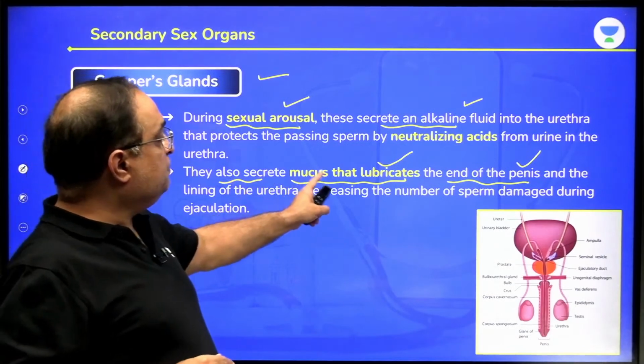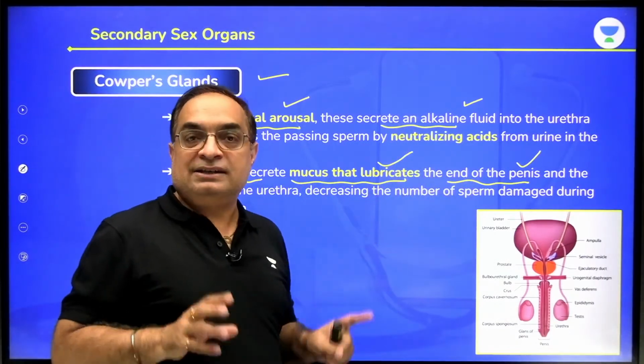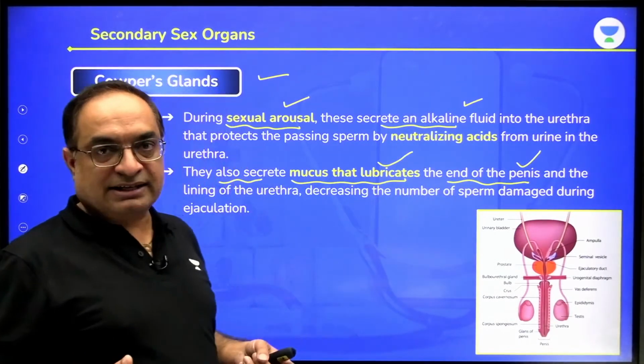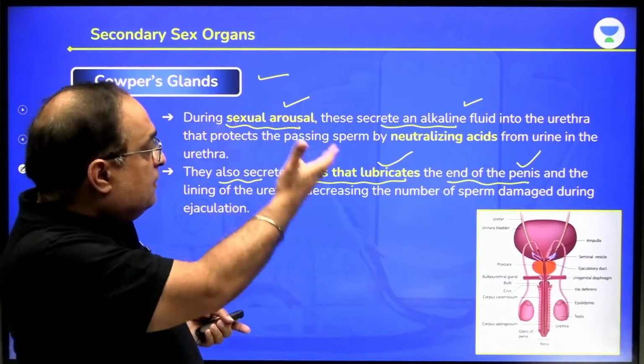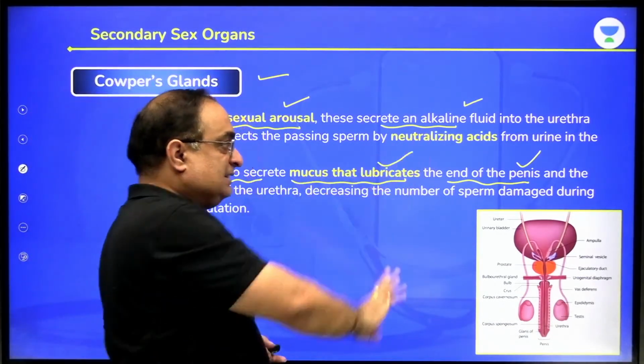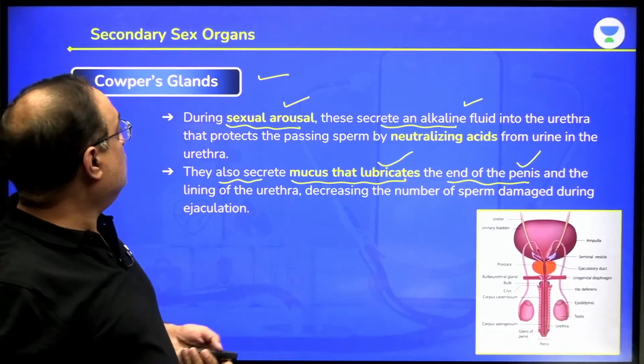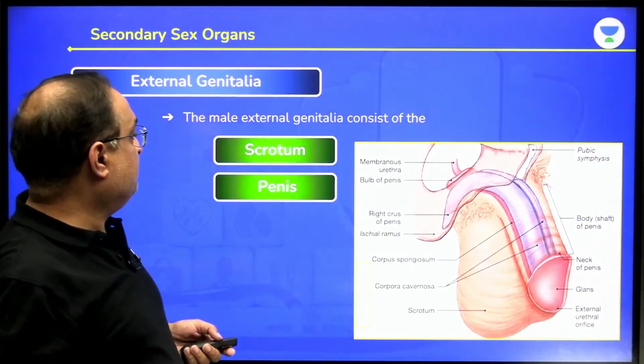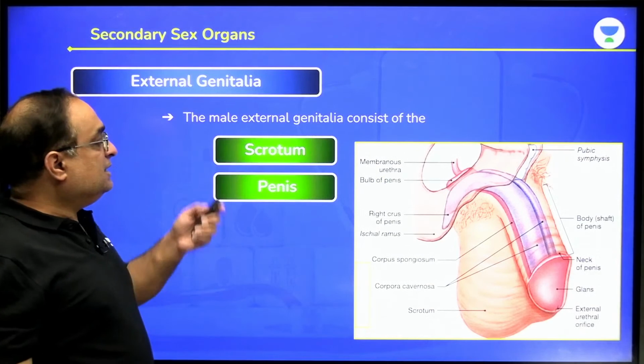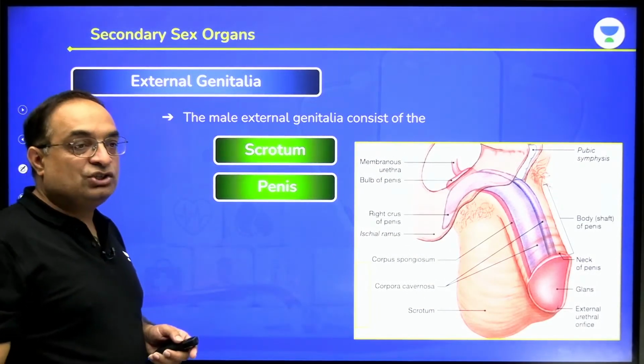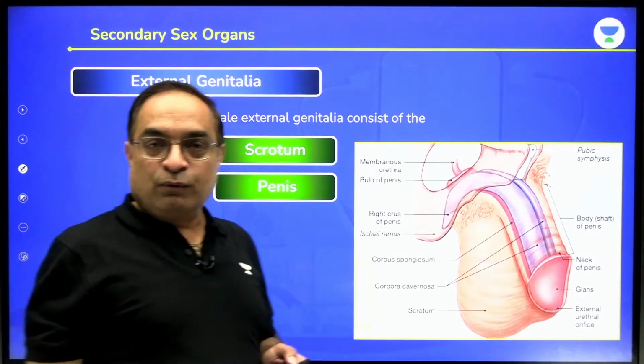They also secrete mucus that lubricates the end of the penis, glans penis. When a person is sexually excited, these glands are producing a fluid which is neutralizing the acidity of the urine and also helping in lubrication. Now, what is this part? This covers the male external genitalia. Till now, what we have discussed?